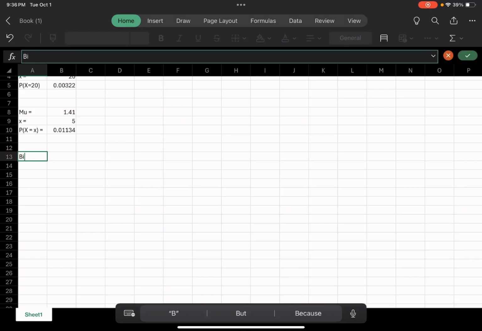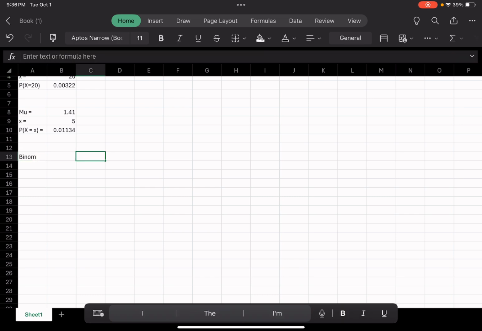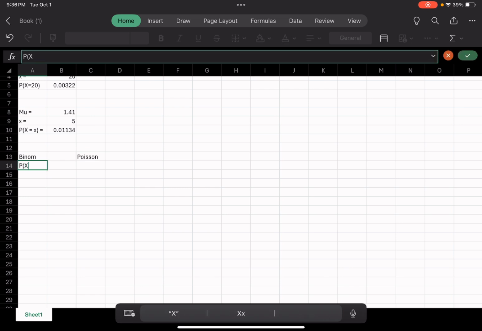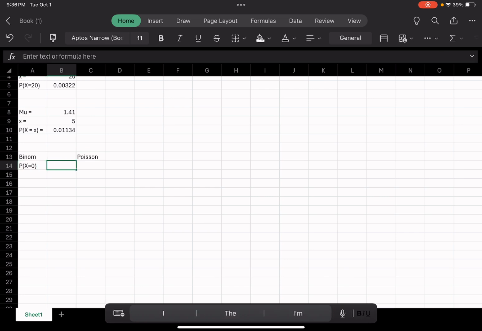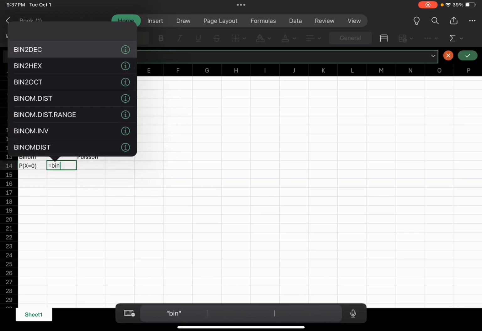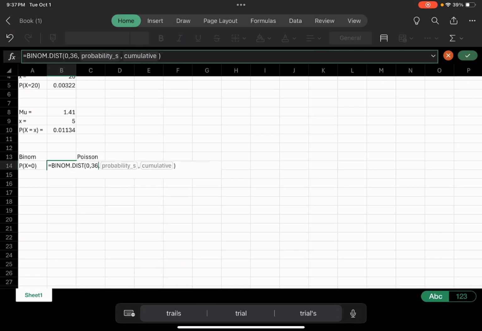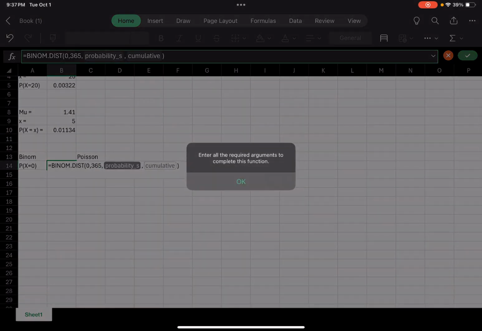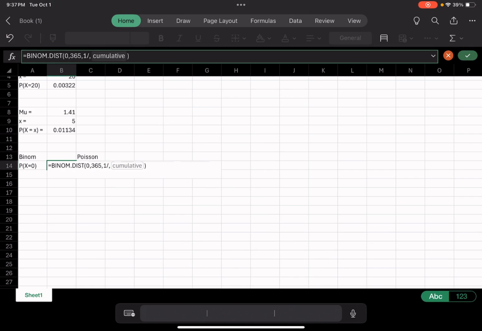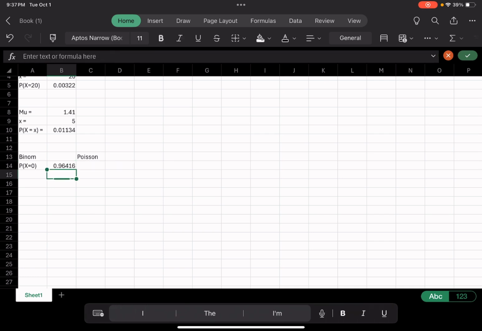Okay, let's do binom and Poisson. For binom, P of x equals 0 is binom.dist, number of successes 0, number of trials 365. Probability is 1 divided by 1 with 4 zeros. Cumulative is 0. Enter. 96.4%. That's the probability of not winning at all, never winning.